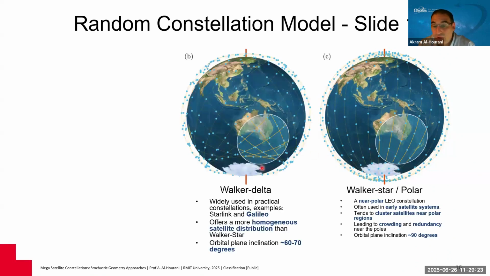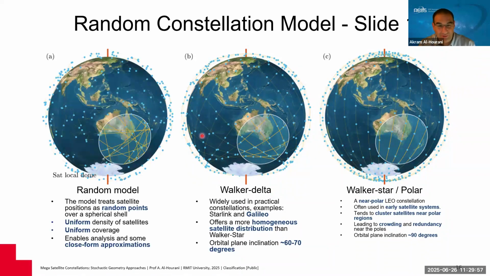The other constellation is called Walker Delta. Walker Delta is used, for example, by Galileo. And if you notice, it also resembles Starlink. Starlink uses largely Walker Delta, but also there are some polar orbits to provide coverage near to the poles. This constellation provides a more homogeneous coverage than the Walker Star. The orbital inclination is about 60 degrees from the equator. Now, when you increase the satellites a lot, you find that it doesn't really matter what orbit you use.